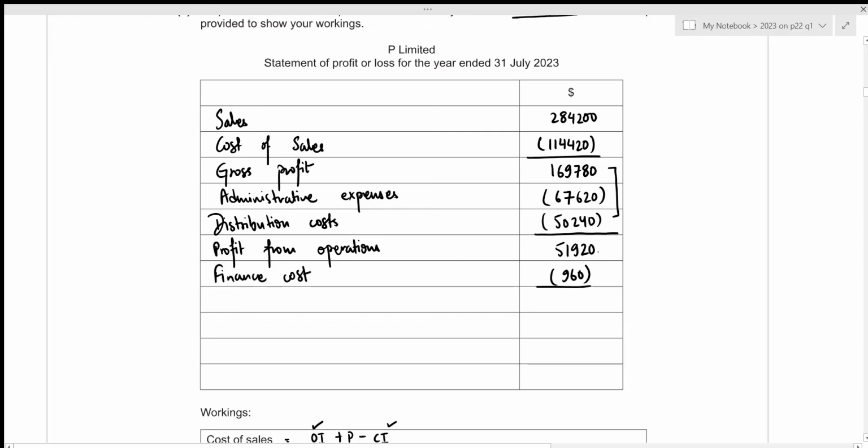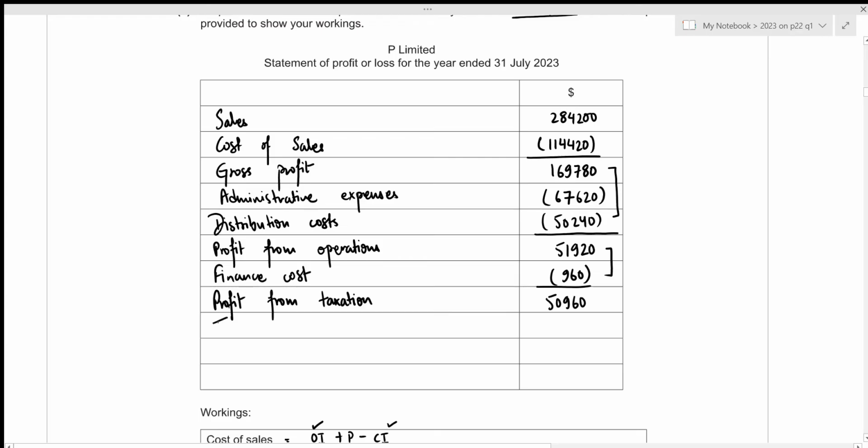Now we need to subtract the finance cost from the profit from operations so that we can figure out the profit from taxation. And in this case, we're not using the term profit for the year, but we are using profit from taxation because we are given the value for tax as well. Now the profit from taxation is going to be 51,920 minus 960, which results in 50,960.